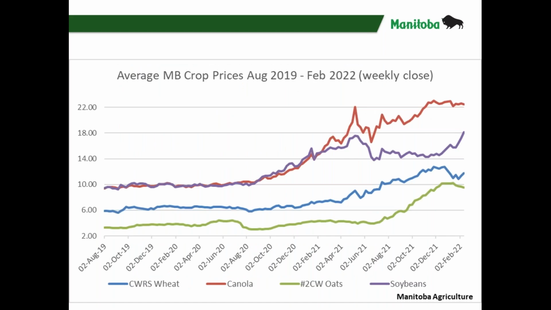Here's a quick slide of our average crop prices. So these are weekly closes. These do not capture the interweek highs, lows, or even the intraday highs and lows. But I think taking a step back and just seeing what we've seen in some of these pricing, where we've had this period of time where the previous crop year of 2019 to 2020 was very stable.